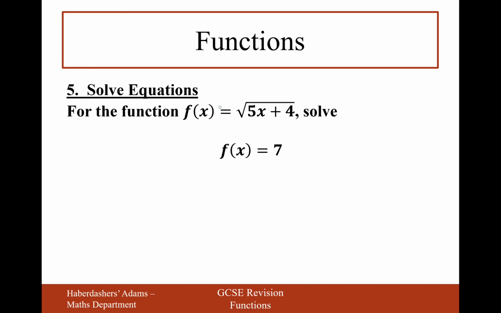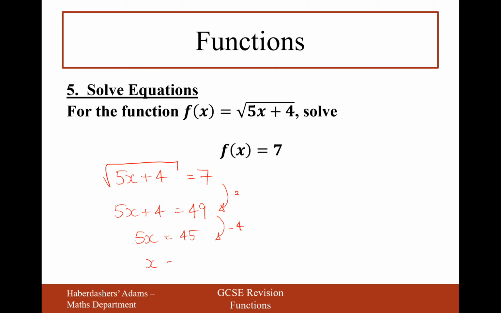Okay, so we want to find the input value that will give us an output value of 7. So what we need to do there is set up a little equation. The square root of 5x plus 4 equals 7. So I need to undo this square root first, and the way you undo a square root is by squaring. So it will get rid of the square root on the left, but now I need to square the right. That will give me 49. I'll then take away 4 from both sides, so 5x equals 45, and then divide by 5 so I get x equals 9. So 9 is the input value that will give me an output of 7.